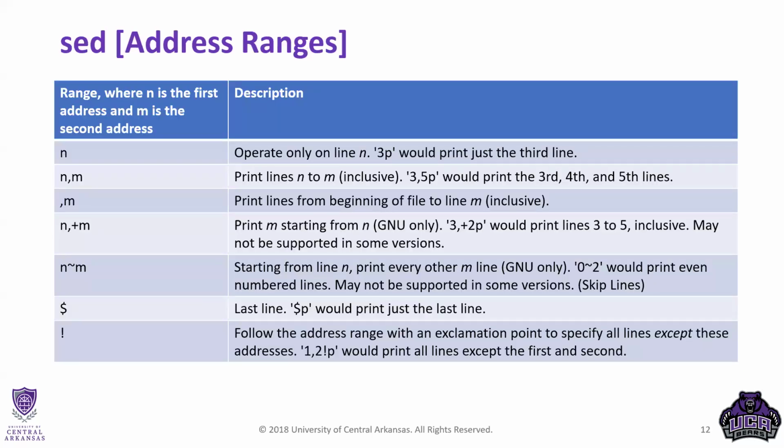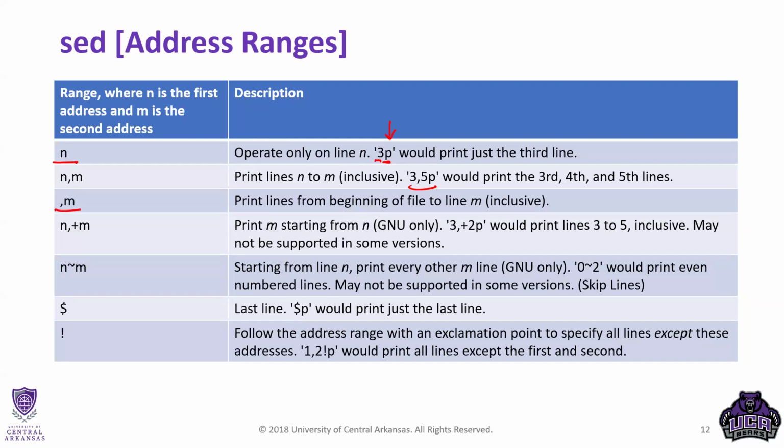Now, when it comes to the addresses, you can see if we give it a single number, like if we gave it 3 right here, so this is the address. The P after it can have a space or it doesn't have to have a space. It's just whatever you prefer. The instruction is going to be print. So it's just going to print line 3 in that case. Here, if we give it 2 numbers separated by a comma, that's a range. So it's going to print 3 through 5 right here.